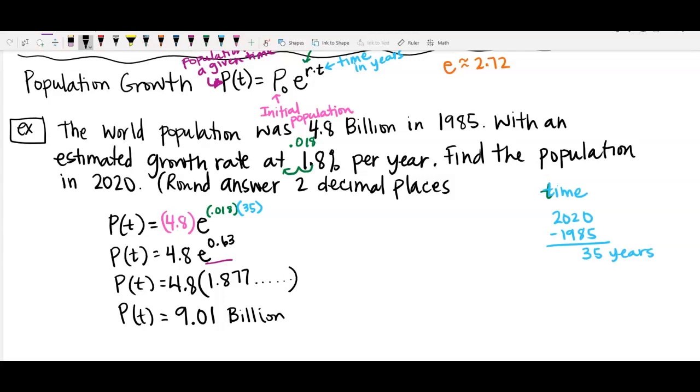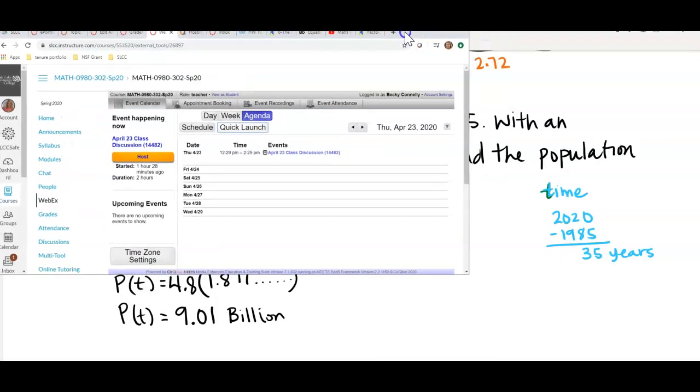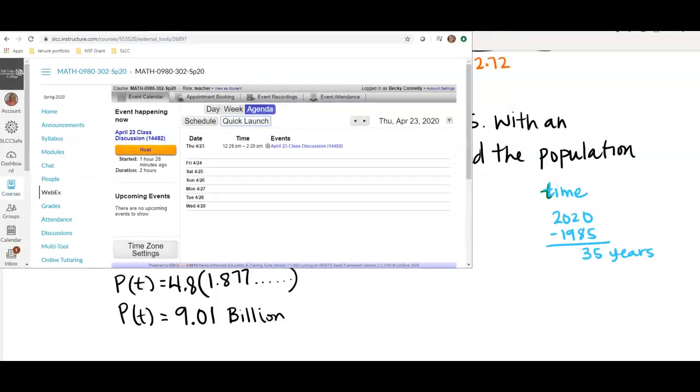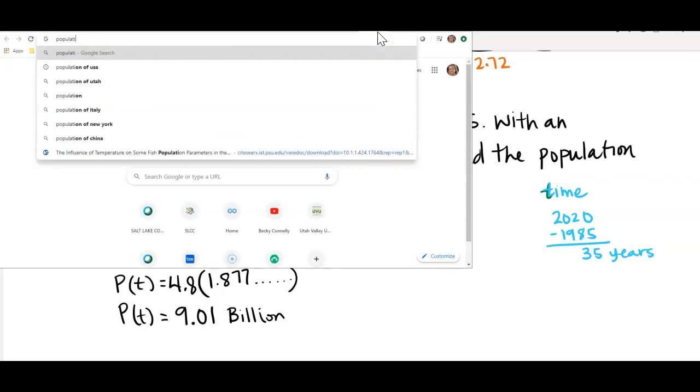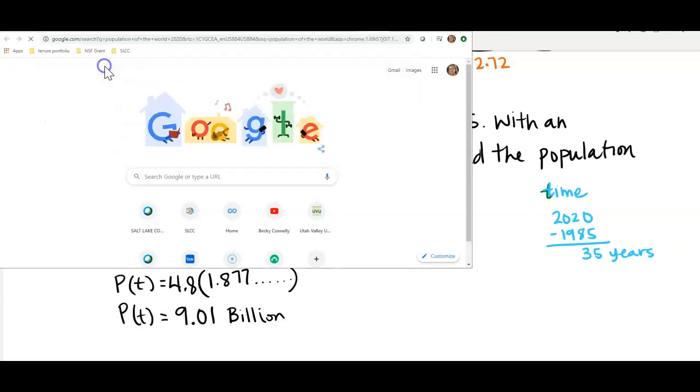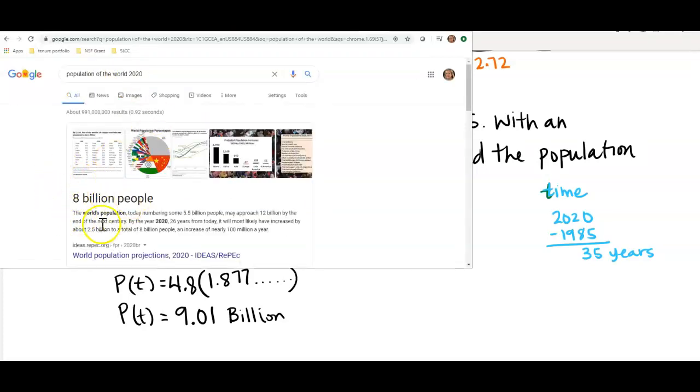Move this over, oh goodness. I am just going to do a little Google search here. Let's look at the population of the world, 2020. Oh, so it's closer to 8 billion, it looks like. So that means that it wasn't going up at the same rate all of those years. At some point, it must have slowed down a little bit. So yeah, the population is closer to 8 billion.